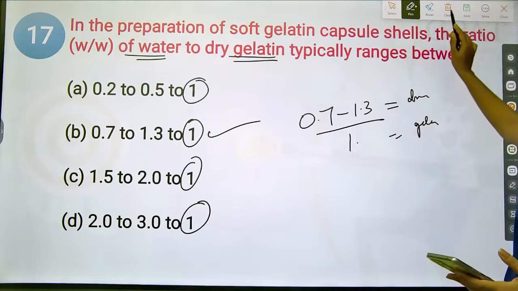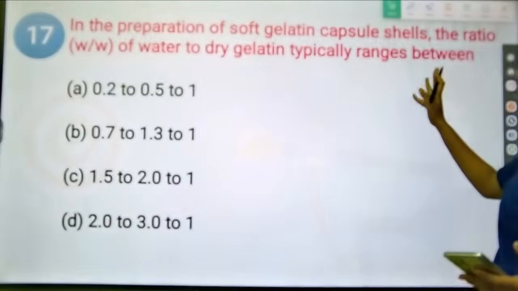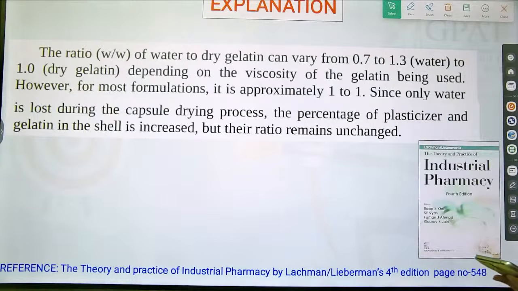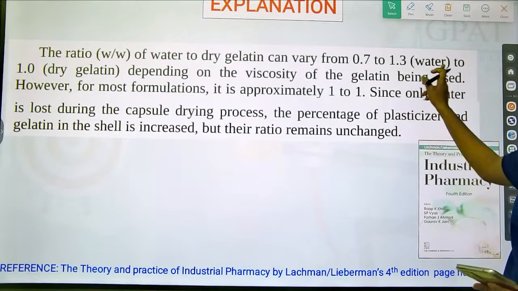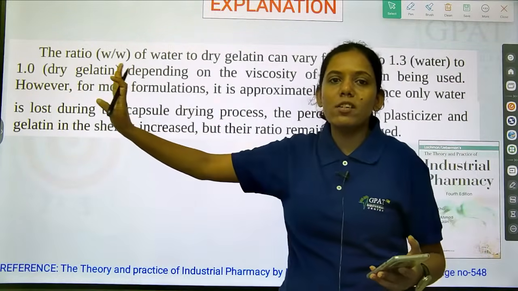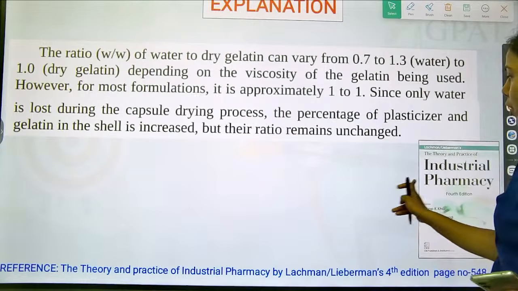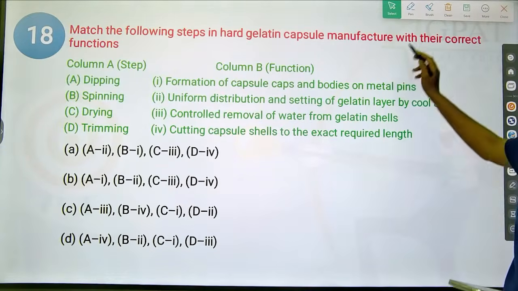Where your water can range, the ratio can range from 0.7 to 1.3 and it will go up to 1. 1 is constant, that is dry gelatin. Chalo, very good, all of you. It is given in the book, you can see.